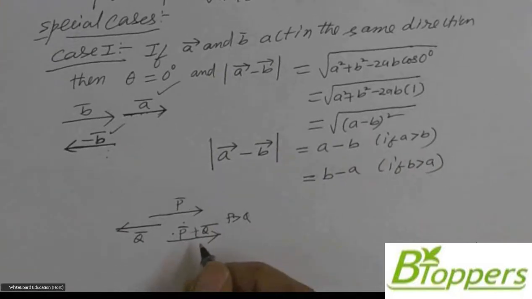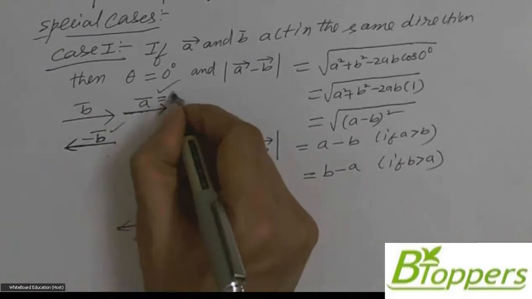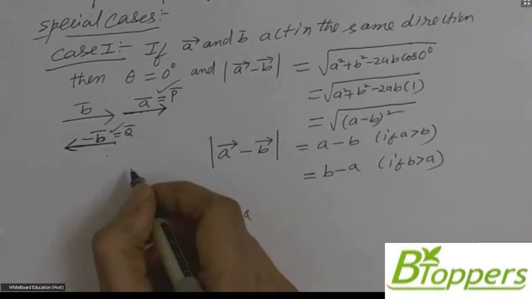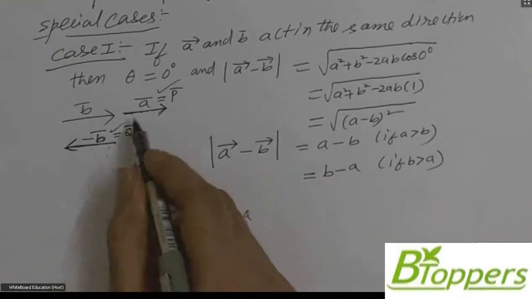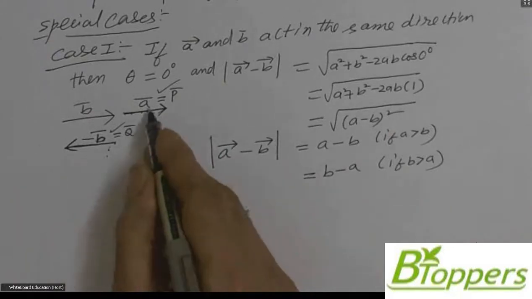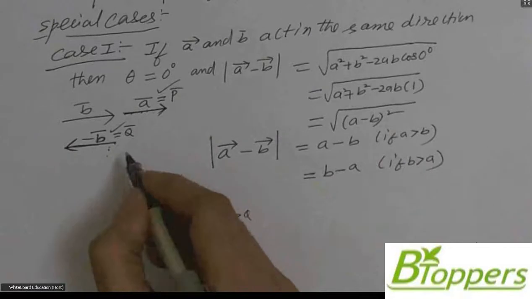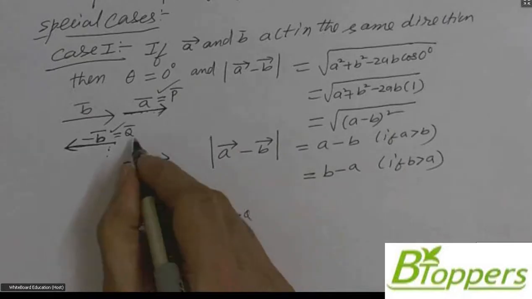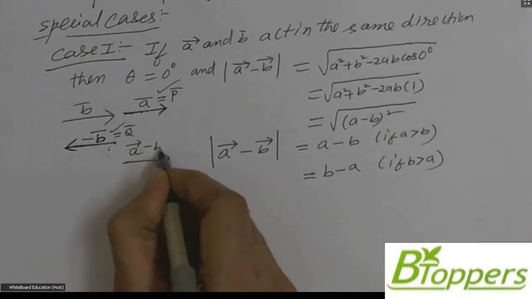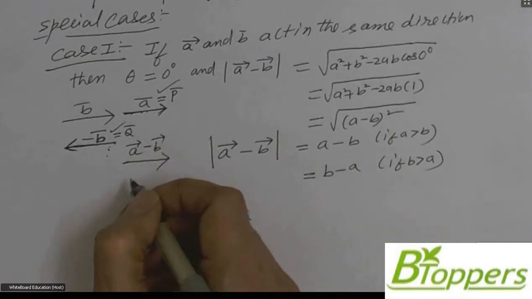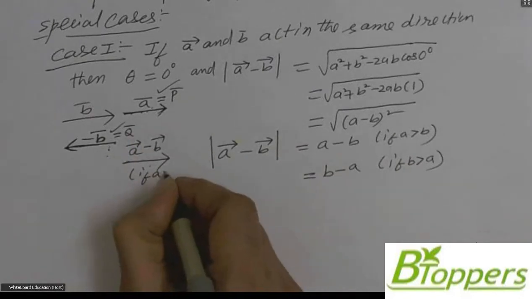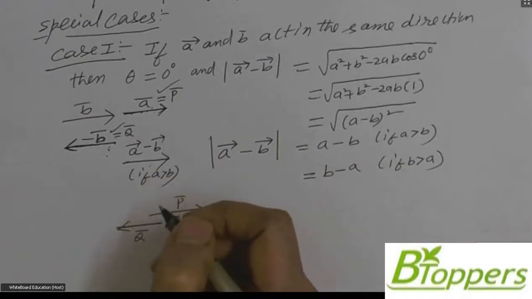In a similar way, here in place of P bar you have vector A bar, and in place of Q bar you have the vector minus B bar, which are in opposite directions. Therefore, the direction of P bar plus Q bar, which means the direction of the vector A bar minus B bar, will be in the direction of the vector A bar if A is greater than B.